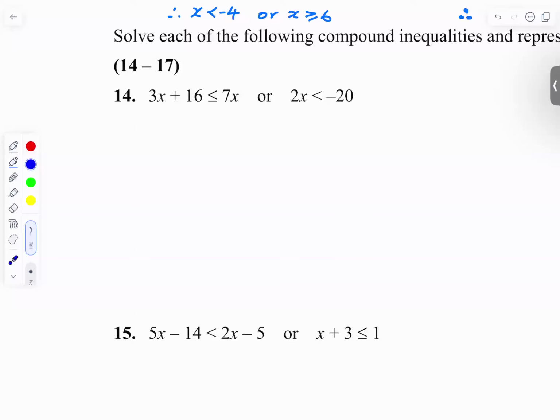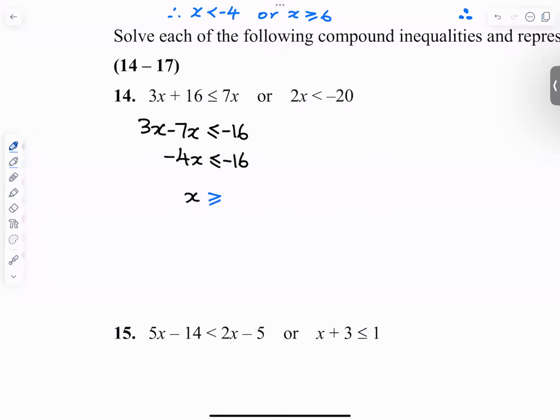So for question 14, unknowns on one side. So 7x comes here, 16 goes to the other side. Do I need to change the sign? Yes, because a negative number will be being divided. And then the other part as well, 2 goes to the other side.